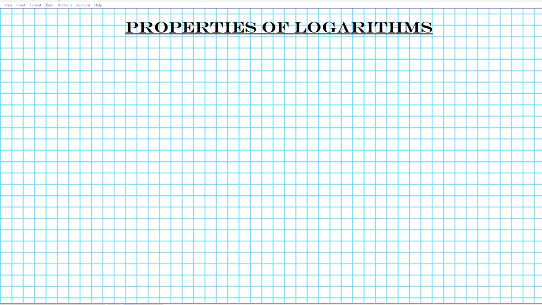To get us started, let's do a real quick review on the properties of logarithms. We're going to be taking a look at 4 properties. The first one is the product property of logarithms. If you have the logarithm of the product of two numbers, that's the same thing as the sum of the logs: log base b of x plus log base b of y.